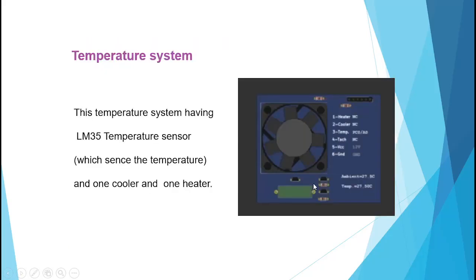Next, temperature system. This temperature system has an LM35 temperature sensor, which is used to sense the temperature, and one cooler and one heater. Whenever the temperature is low, we are going to turn on the heater. If the temperature is greater than 35, the cooler is going to work and cool the surroundings.